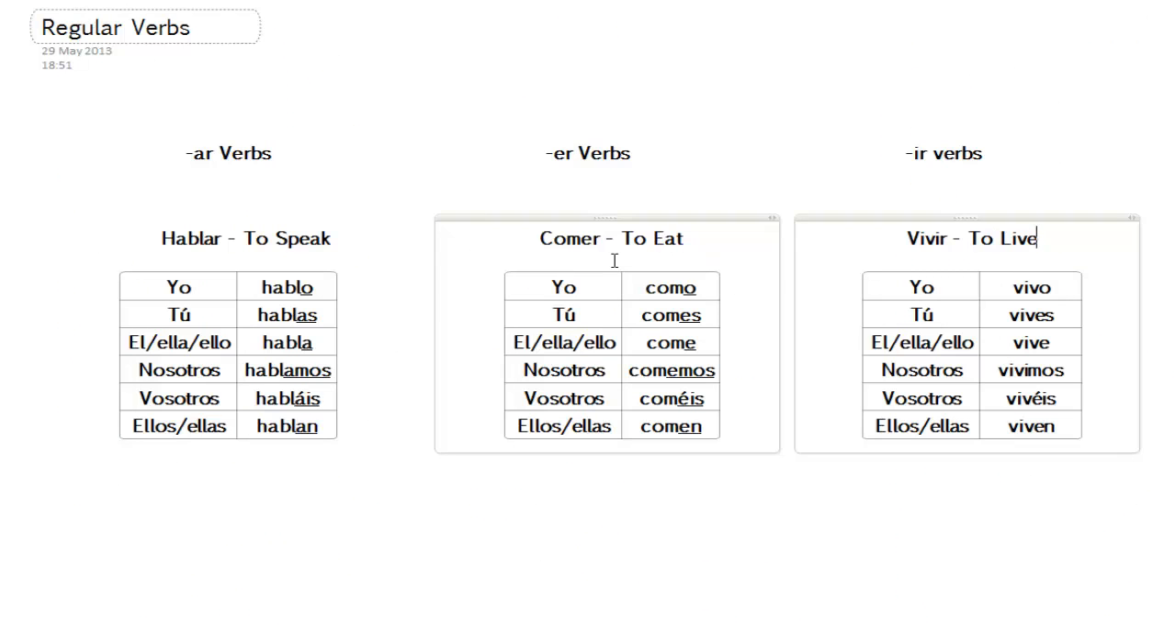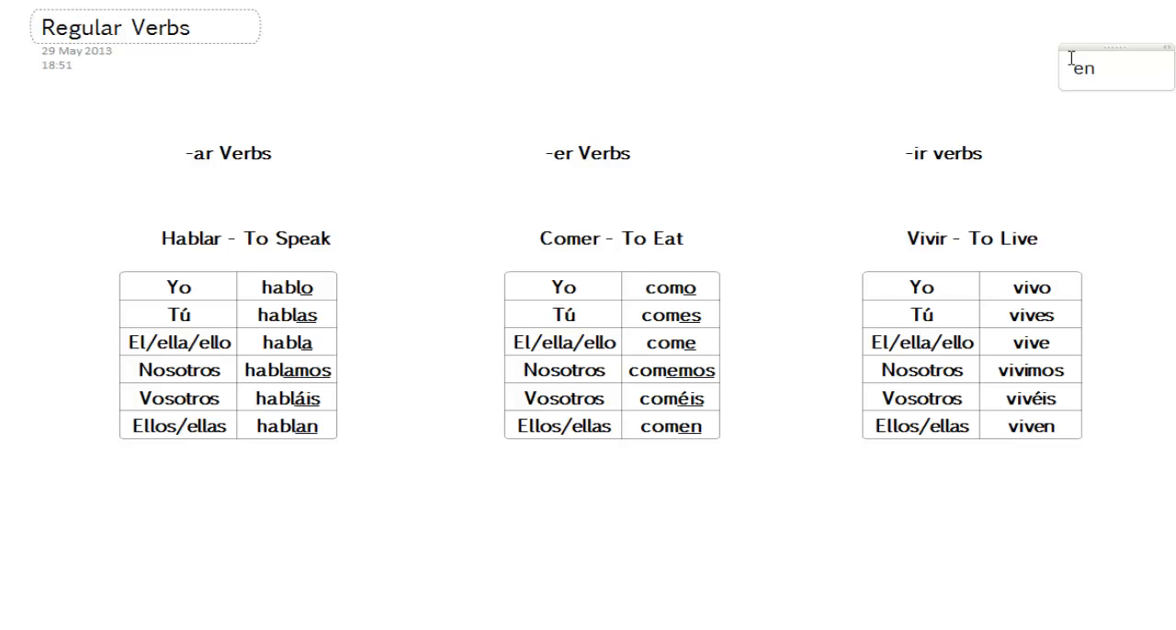Okay, so for example, if you want to say I live in, and in Spanish is en. Okay, so for example, vivo en España, I live in Spain, right? Now if you want to ask the question, do you live in Spain? ¿Vives en España? Okay, ¿vives en España? Sí, vivo en España. And that's it. Or vivimos en España. We live in Spain. Okay. And this is simply it.